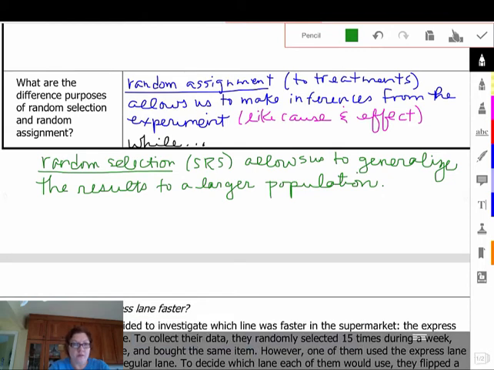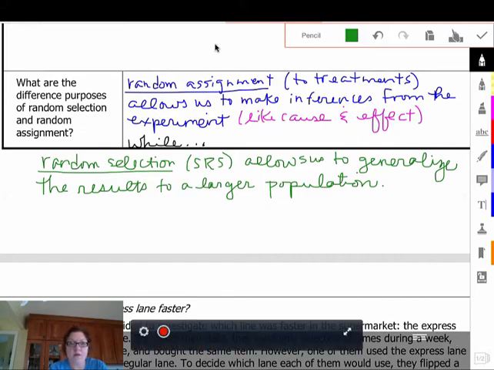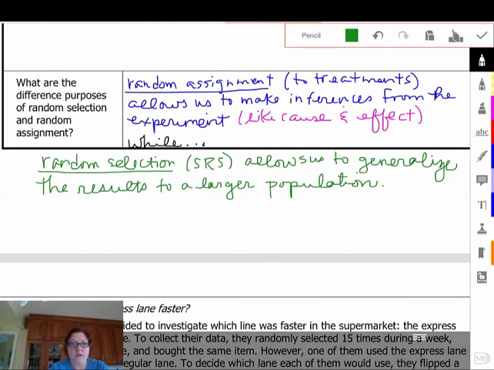So the differences between random assignment and random selection. Random assignment allows us to make inferences from our experiment, like cause and effect, which is what we want to be able to do when we're running an experiment. Random selection allows us to generalize results to a larger population. But the problem is this: you can't always have random selection.